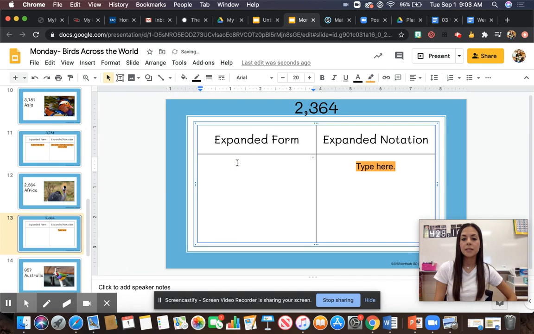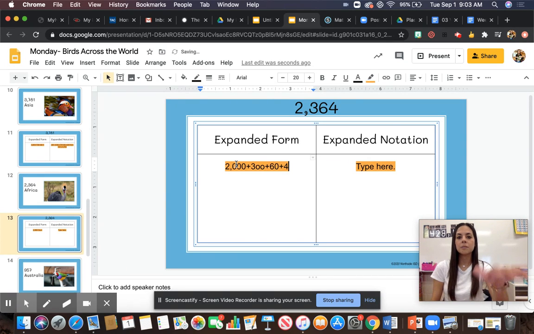So expanded form, I'm expanding that number. So I'm going to start with my 2. My 2 is in the thousands place and it's worth 2,000. So I'm going to write 2,000 plus my 3 is in the hundreds place. It's worth 300 plus my 6 is in my tens place and it's worth 60. And then my 4 is in my ones place and it's just worth 4. So 2,000 plus 300 plus 60 plus 4 is the expanded form.